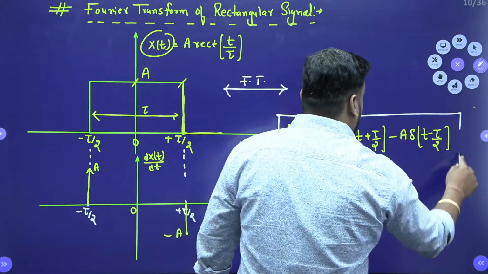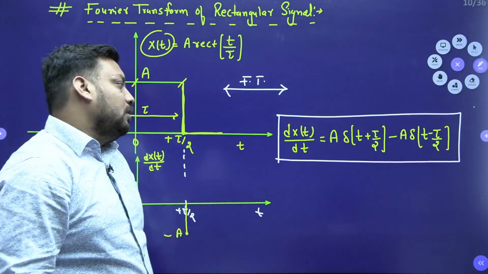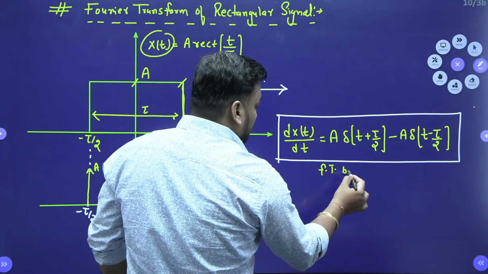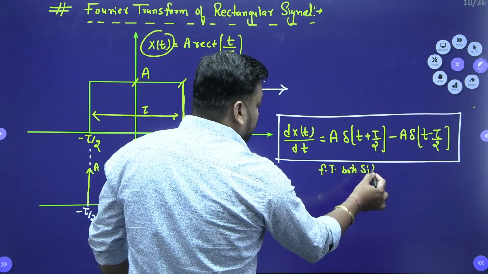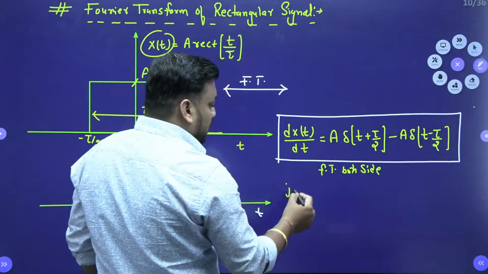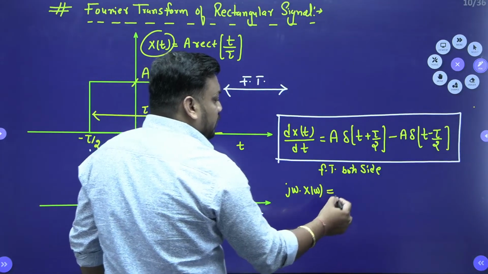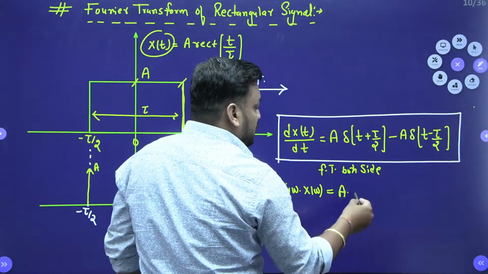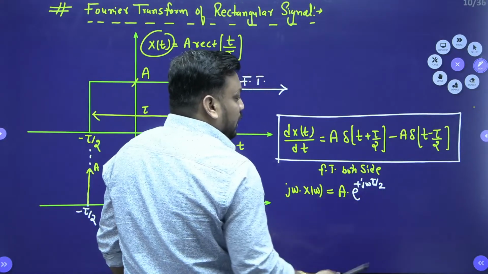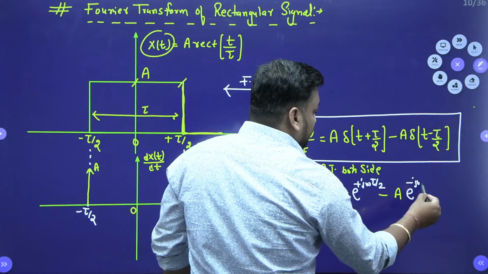How we can write this equation from the curve, you know very well, we have discussed already in chapter number 1. Now students, you have to take the Fourier transform on both sides. When you take the Fourier transform on both sides, what will you get here? If x(t) has Fourier transform X(omega), then dx(t)/dt has the Fourier transform j omega X(omega), and it is equal to A times the transform of delta t plus tau by 2, which means e to the power plus j omega tau by 2, and here minus A, e to the power minus j omega tau by 2.